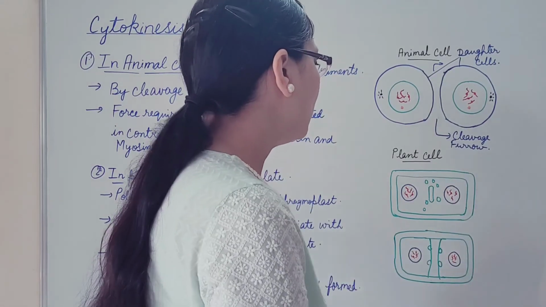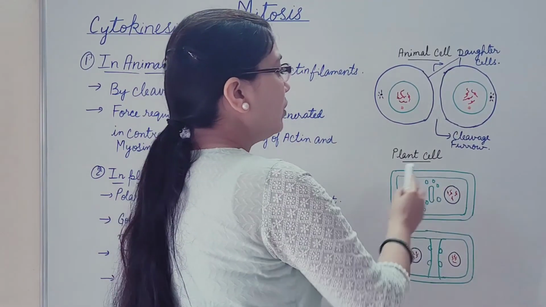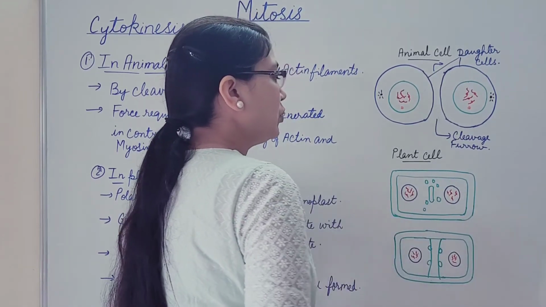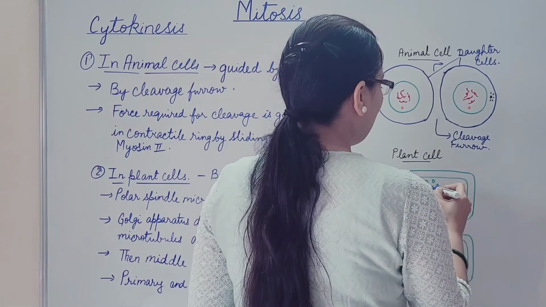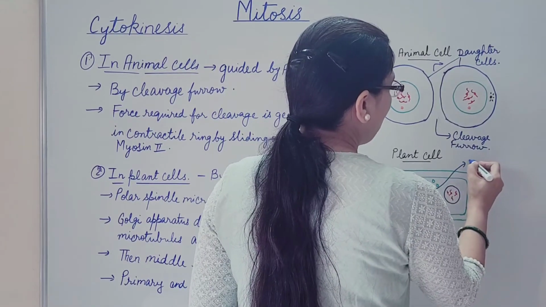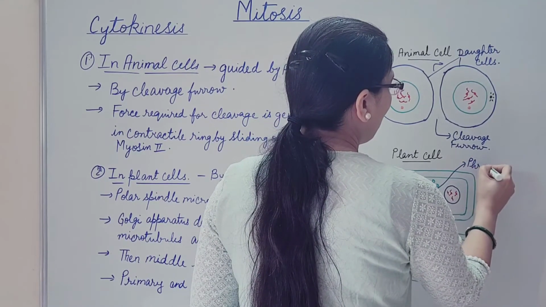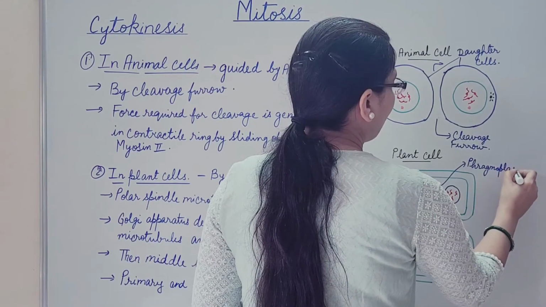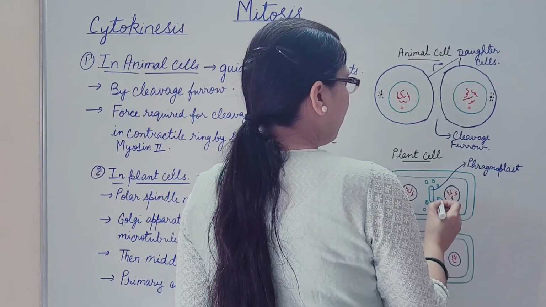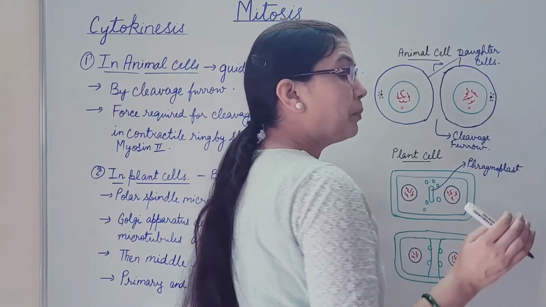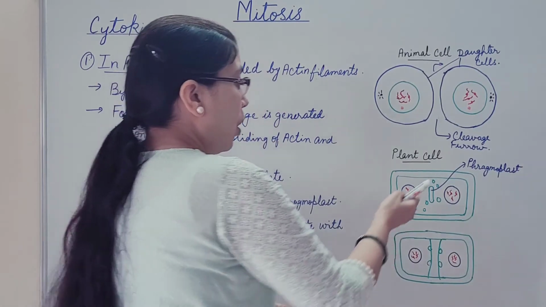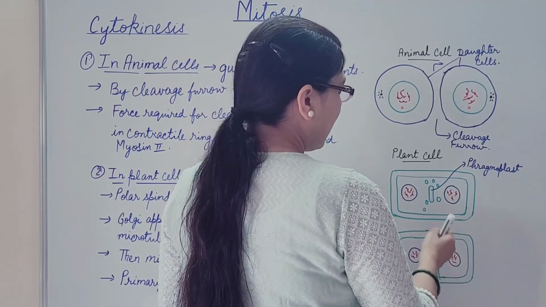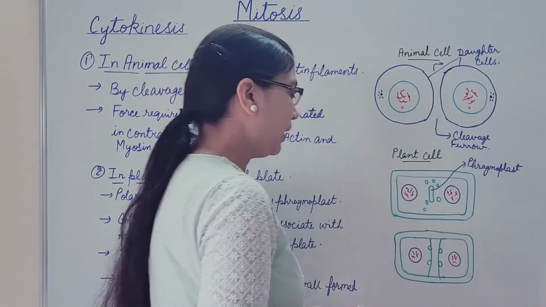After the formation of the daughter nuclei, polar spindle microtubules come and assemble along the equatorial plane and form a cylindrical structure that is known as phragmoplast. Golgi vesicles, which consist of the precursor for the cell wall, also come and fuse, and they form an early cell plate along the equatorial plane.